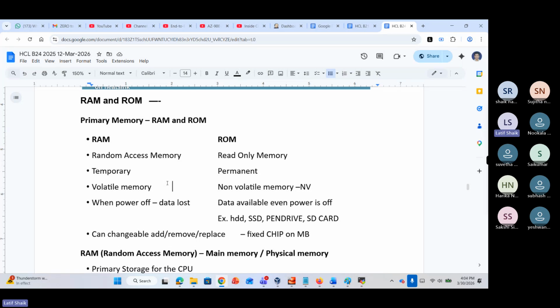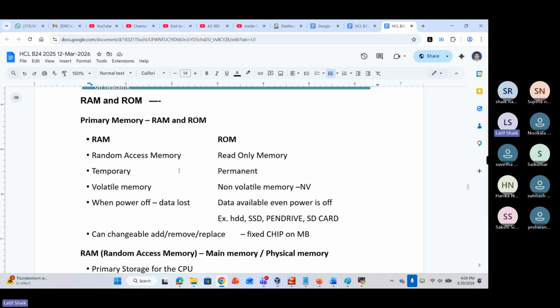What is meant by non-volatile memory? It means the data remains available in the device even when the power is off. Even if you cut the power or shut down the system, the data in the ROM chip remains as it is. Once your device is off, the data still remains in a non-volatile memory device.